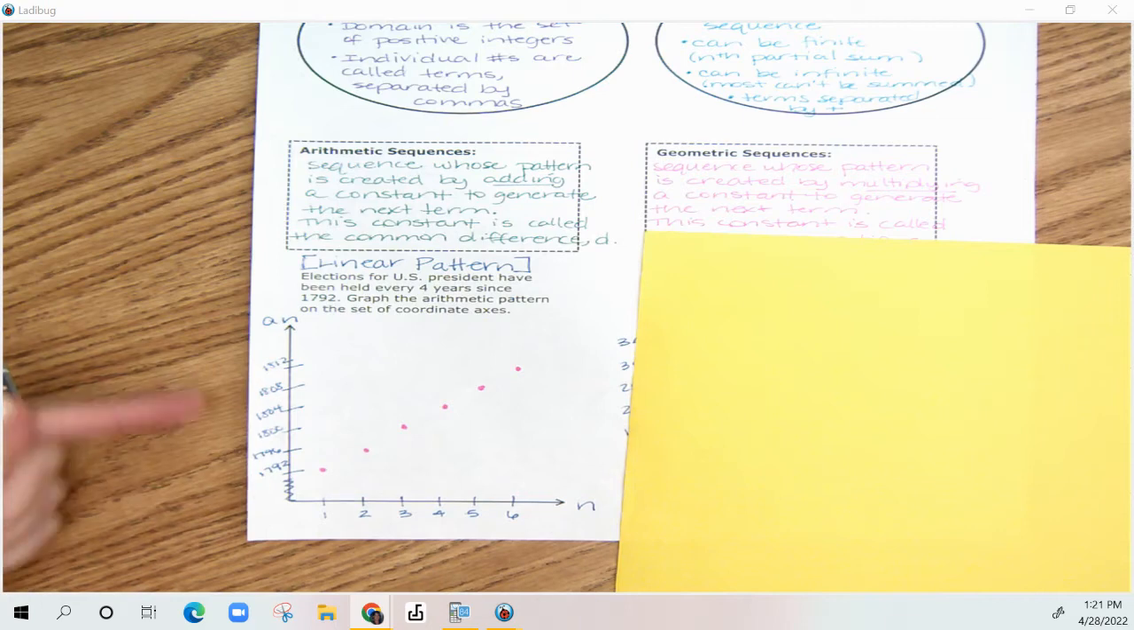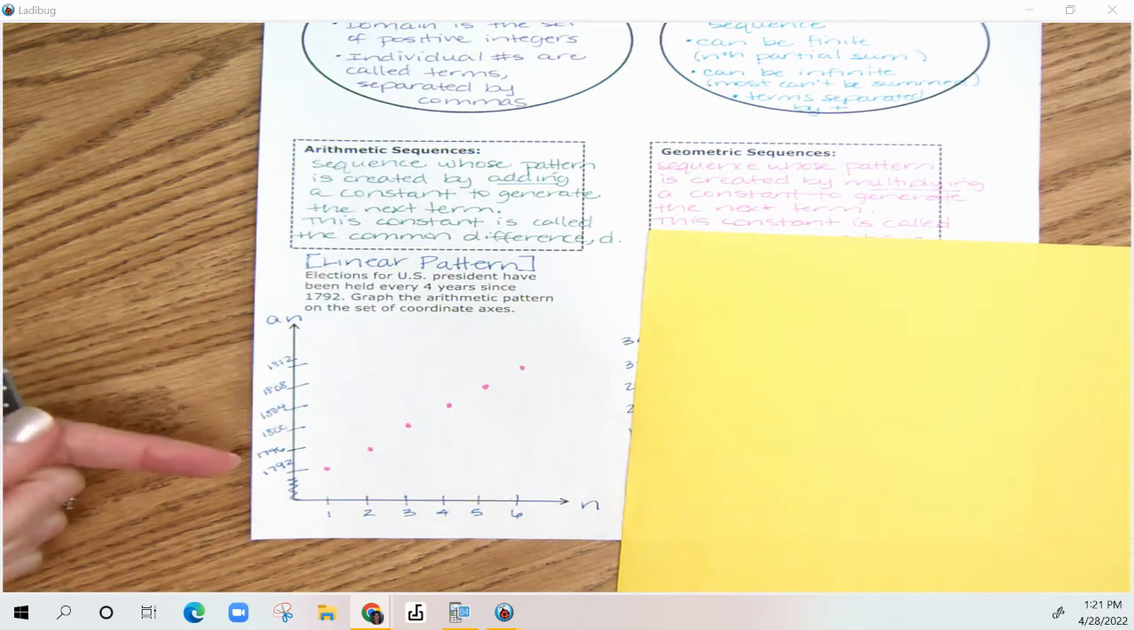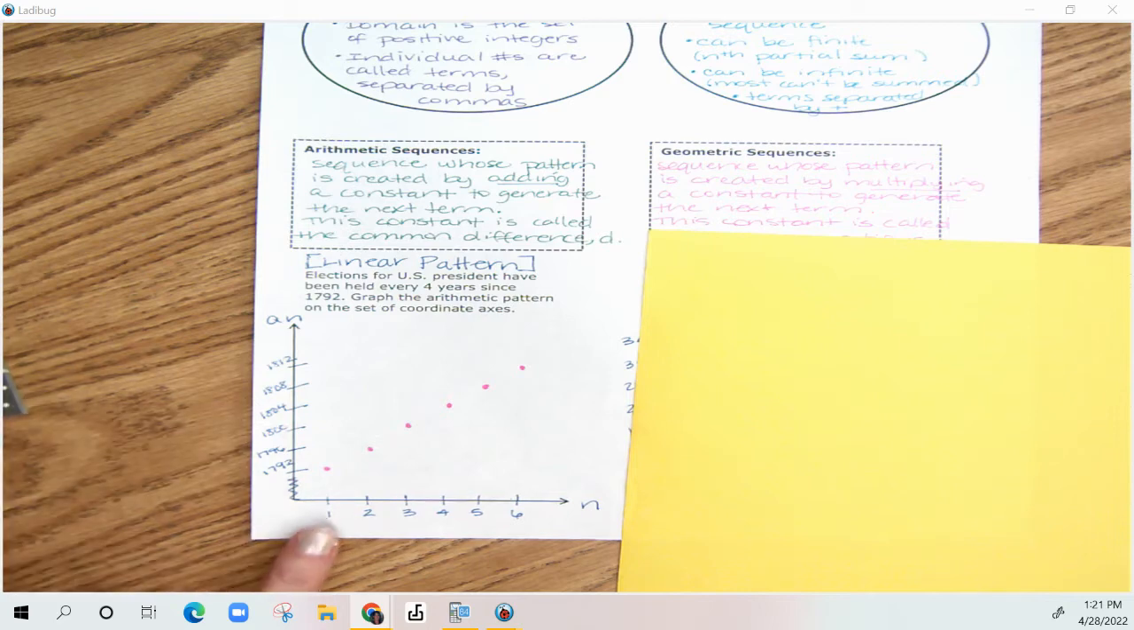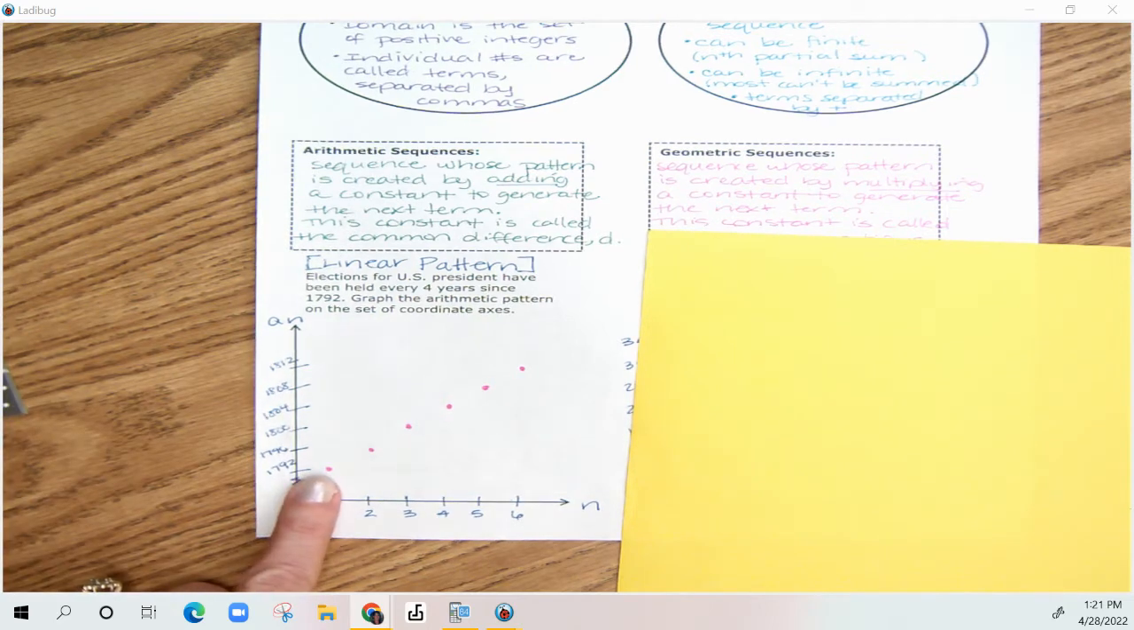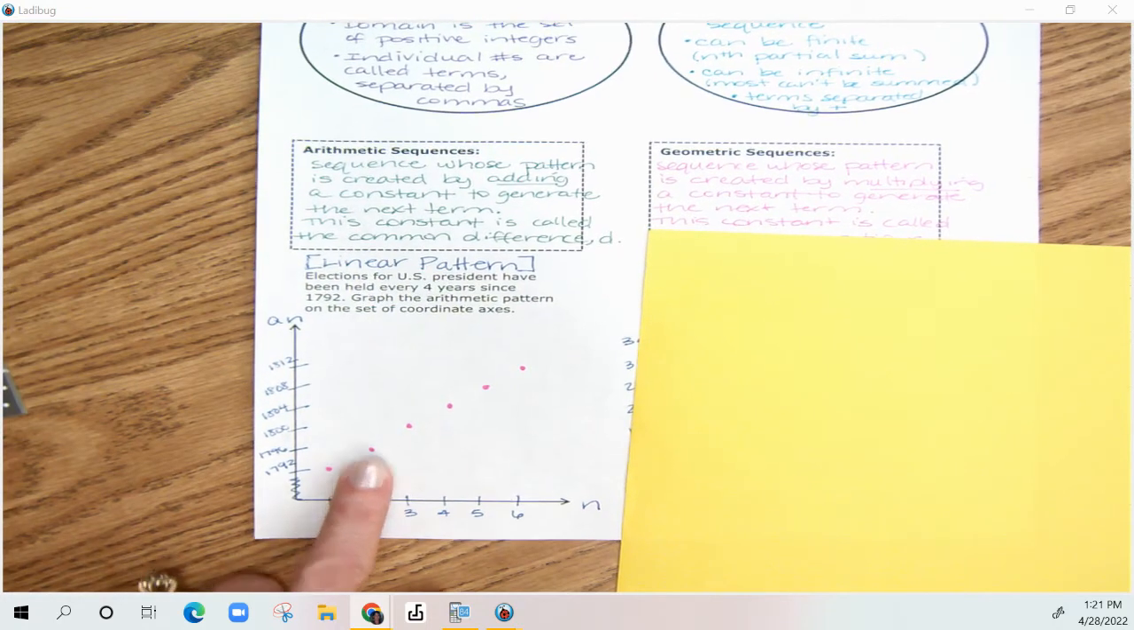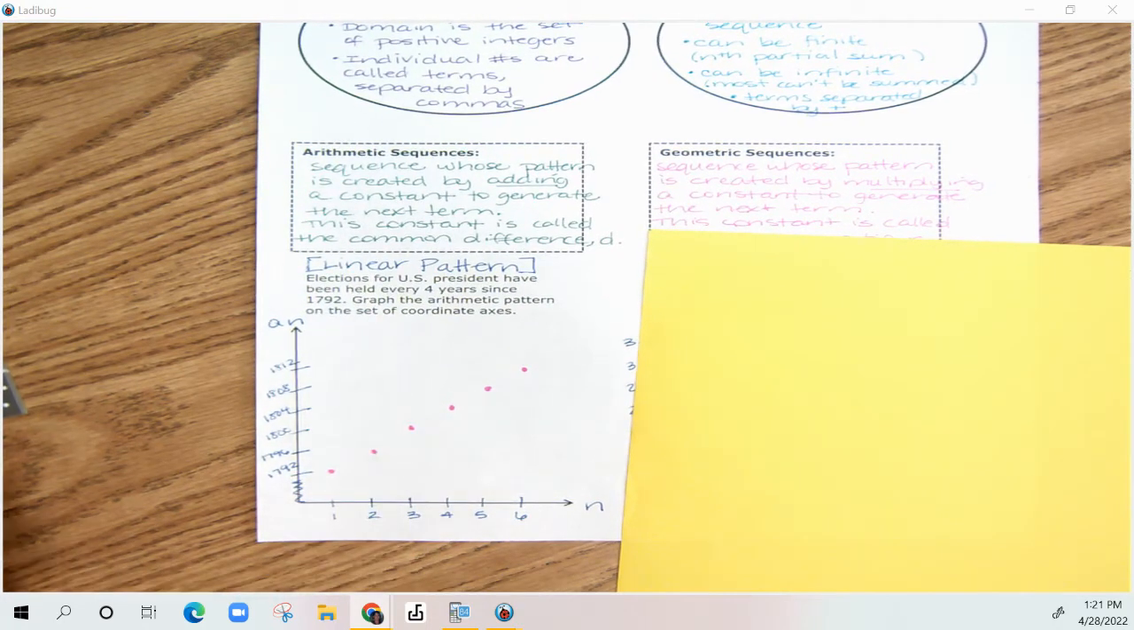That represents the first term, the second term, the third term, the fourth term, the fifth term, the sixth term. We wouldn't have a 5 1/2 term, so those have to be positive integers. Then your y-axis is your a sub n, which represents what value that term is. So the first election happened in 1792, the second election happened 4 years later in 1796, the third in 1800, and so on. And you can see that linear pattern.